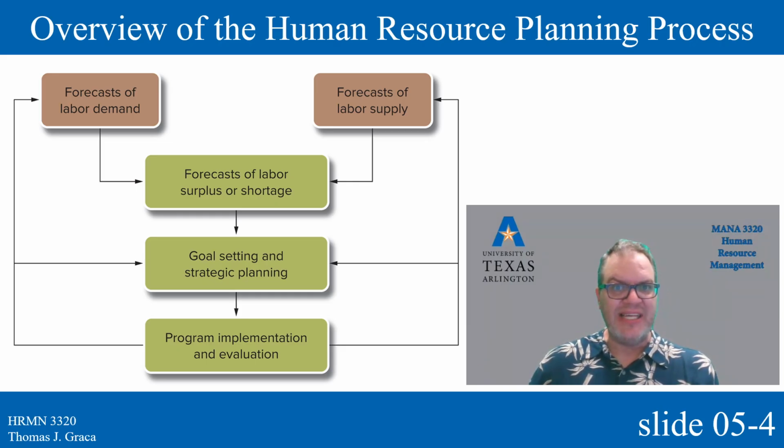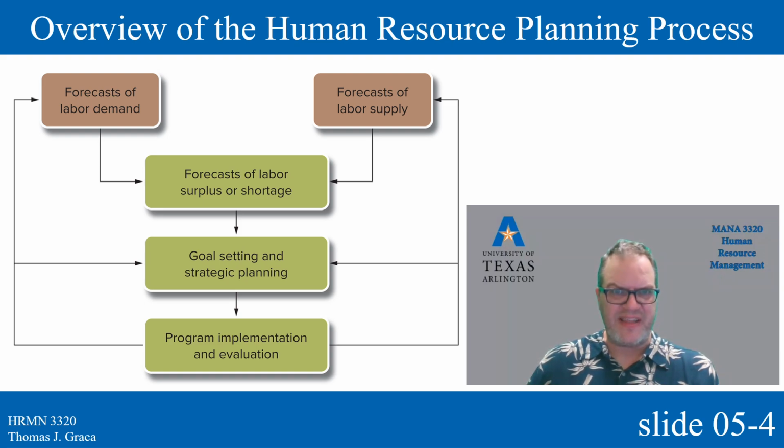Forecast of labor supply is a forecast first internally of what resources we have available, how many, in what category, with what knowledge and skills and abilities. We combine those two things together, demand and supply. The difference between them will be in each category either a surplus or a shortage. If demand exceeds supply, we've got a shortage. If supply exceeds demand, we have a surplus.